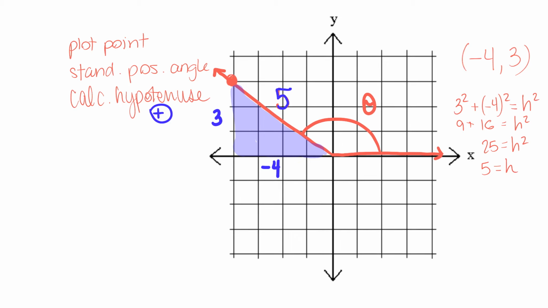Okay, so our next step is we're going to label our sides. Now this -4 I know is my x, and this 3 is my y, and this 5 is my hypotenuse. I also know that we're looking right now at the reference angle, right? This triangle is actually built on a reference angle.